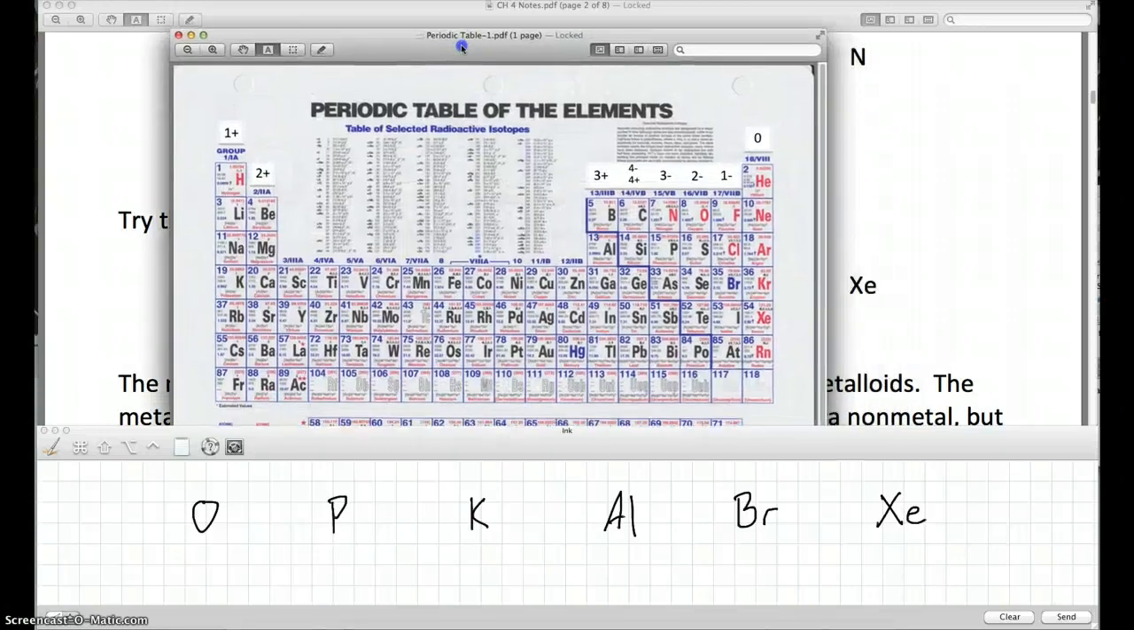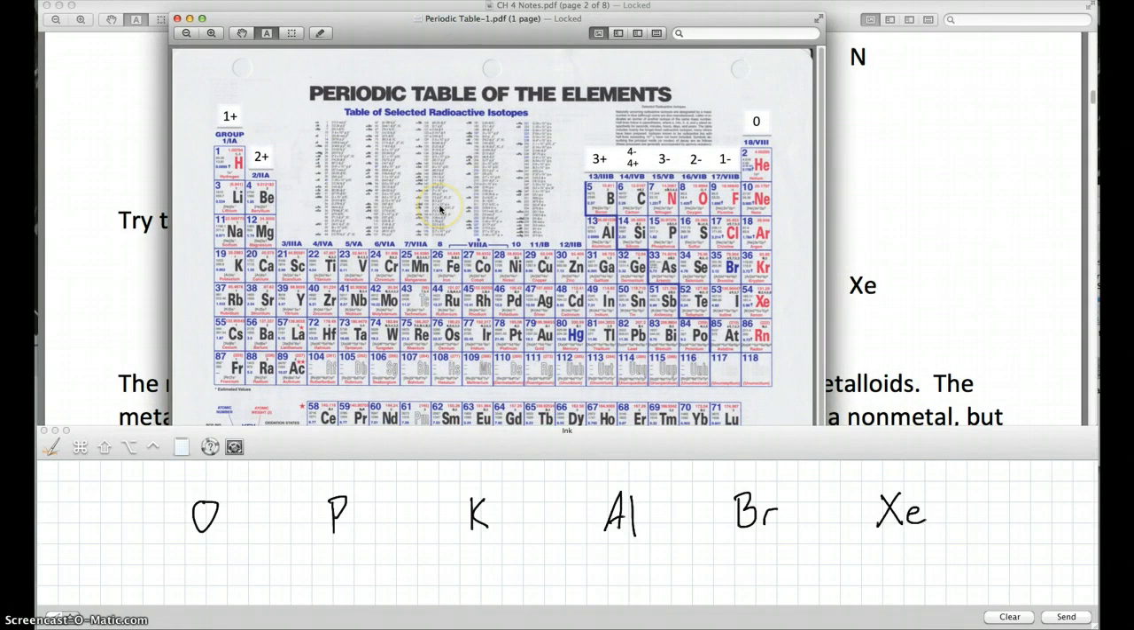Okay, so we find O, oxygen: 1, 2, skip a few, 3, 4, 5, 6. So oxygen's going to get 6: 1, 2, 3, 4, 5, 6. Again, if you want to go counterclockwise, clockwise doesn't really matter. Phosphorus is going to be 5. Potassium, K, is just 1.